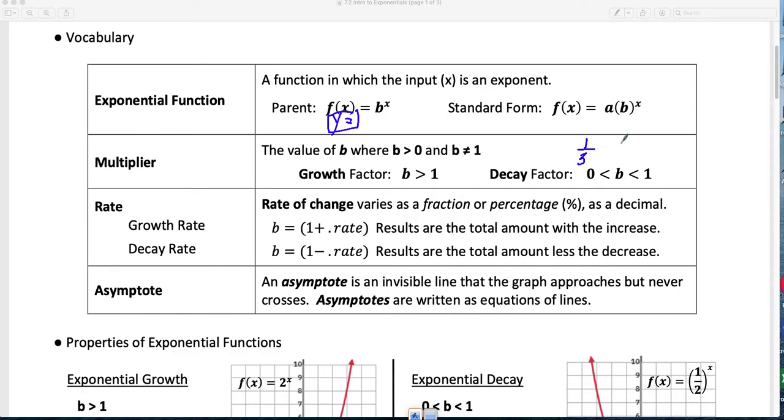Or let's say 0.75, which is also, oh, that got a tail on it. Let's get rid of that. I meant to say 0.75, which also happens to be 3/4. Those are a fraction and a decimal that would fall between 0 and 1.